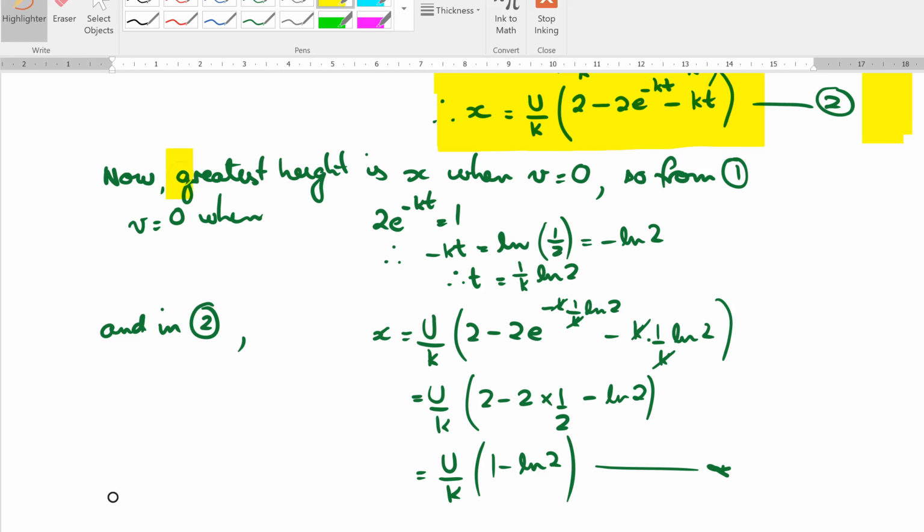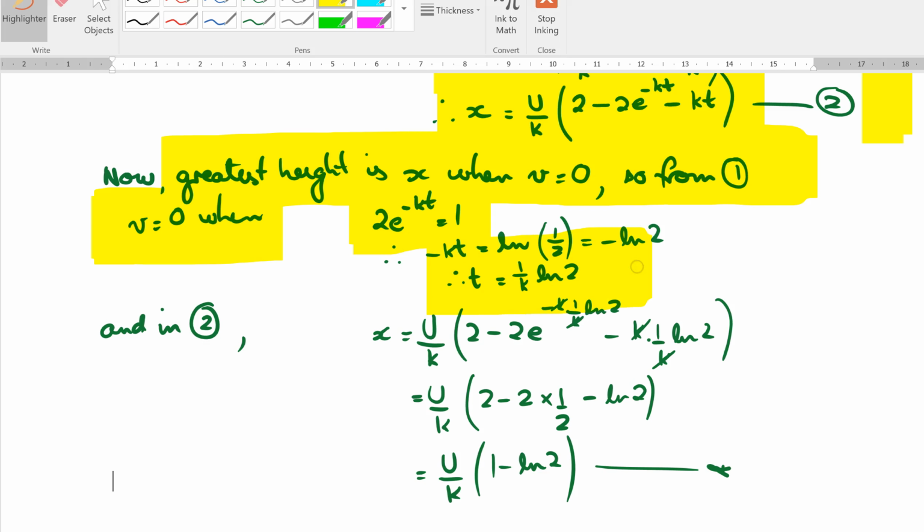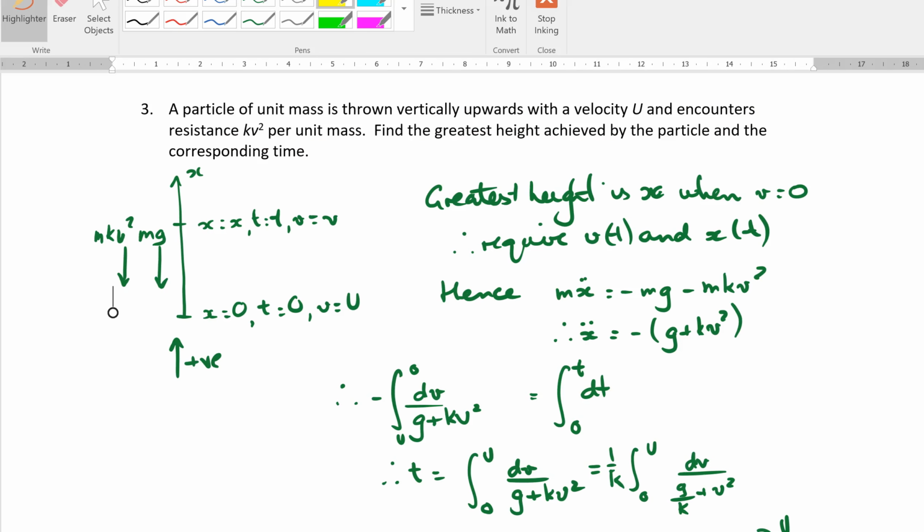We then recall that the greatest height occurs when v equals 0. So from equation 1, which was v as a function of t, we get when v equals 0, so when, that is an implication that we're talking about time. So that was when 2e to the minus kt equaled 1, so t equaled this. And we plug that into our second equation, which was displacement as a function of time. We go through the algebra, be careful with the logs, and this is then our expression for mass.